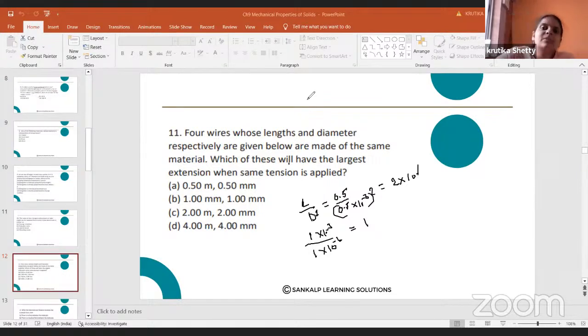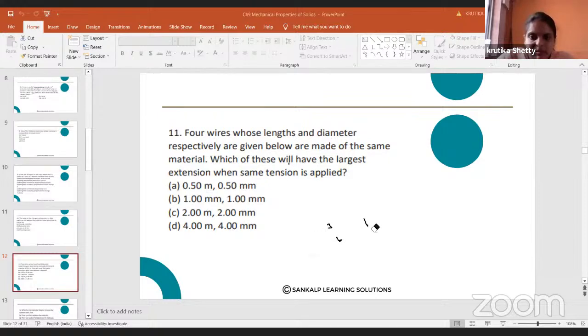Okay? So compared to all the values, A has the highest value here, right? So therefore option A is the right one. The formula is L upon D square. Let us go for the next question.